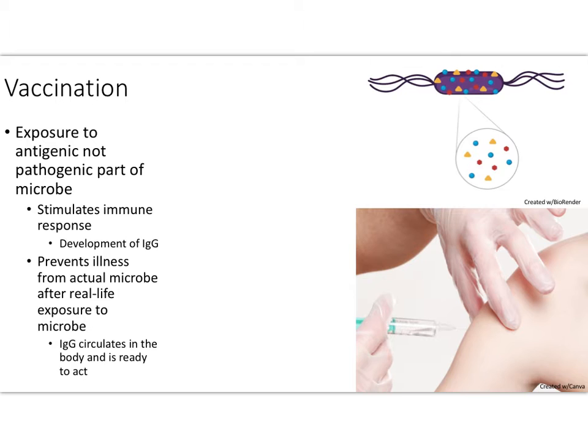So the whole goal of vaccination is to expose someone to just enough of the antigens so that they will produce antibodies, but not enough of the microbe so that they will get sick. The idea being that when they are exposed to the antigens, their body will respond, produce antibodies, and then, like I said, hopefully for a long time after that vaccine, they will have IgG that circulates throughout their body and helps protect them the next time, or maybe even the first time, they're actually exposed to that microbe in real life.